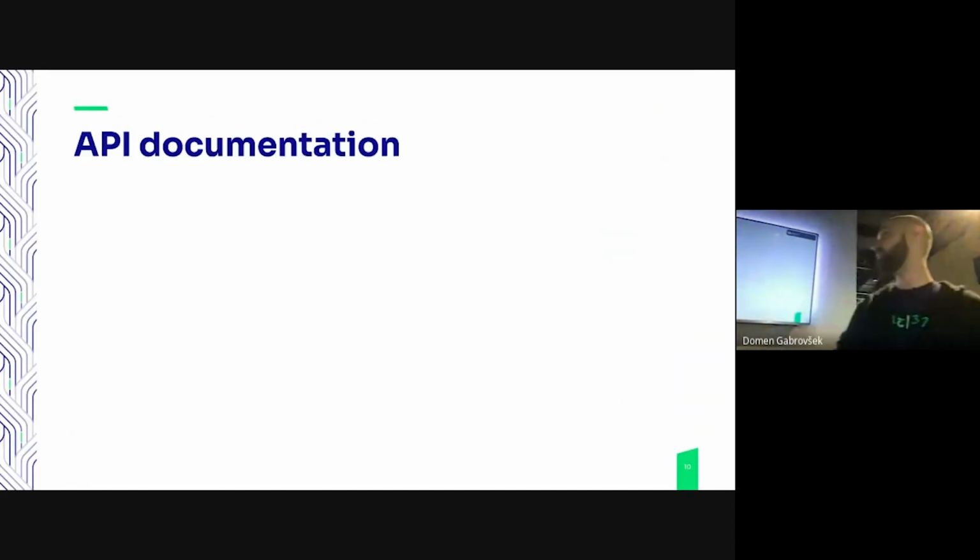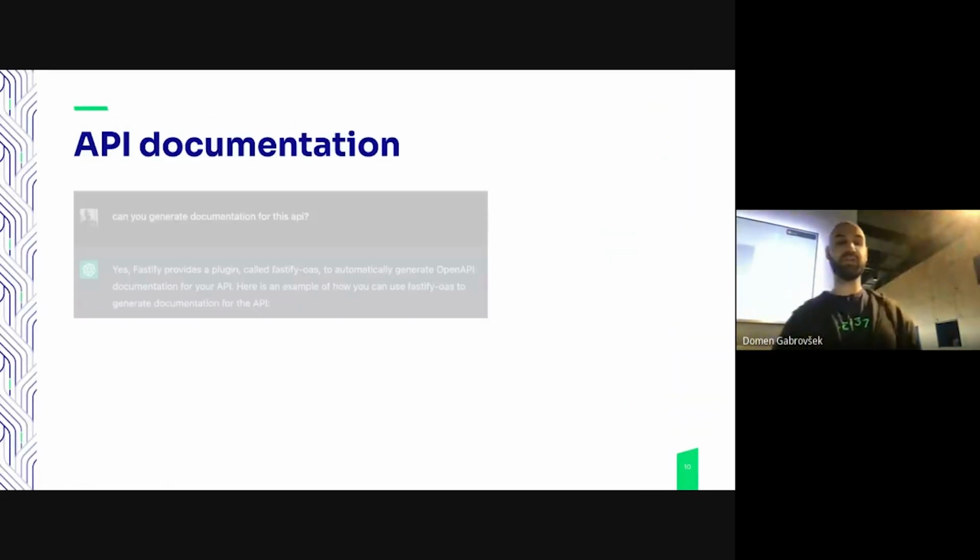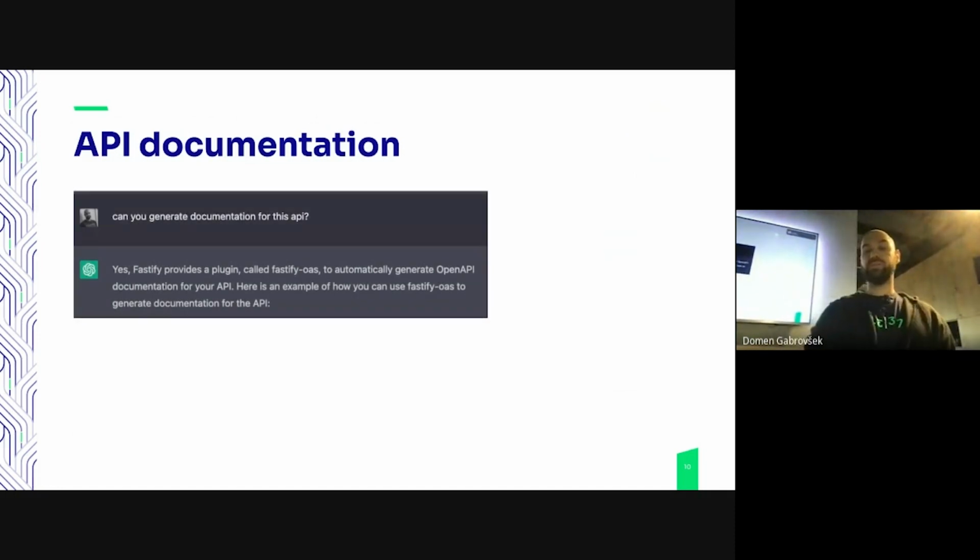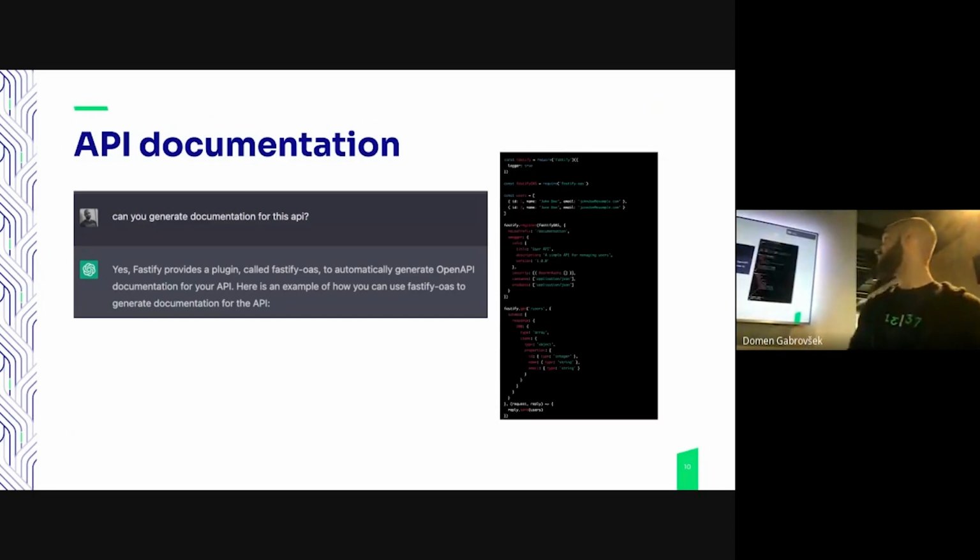Let's say we have this API now, we can run it, and now we want documentation. Can you generate documentation? Of course I can. We have a plugin for Fastify for OpenAPI. Here it is. This is just a small snippet because everything doesn't fit.